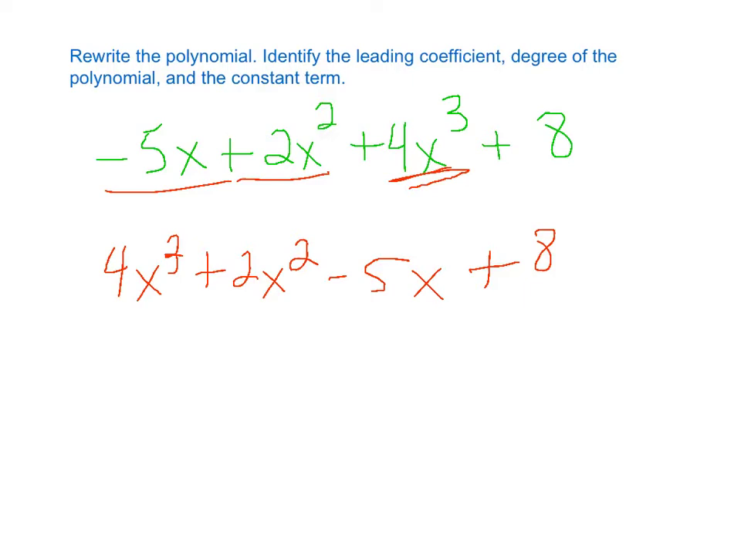To identify the leading coefficient, we look at the largest exponent and the number that's in front of it. So here we've got a 4. This is going to be our leading coefficient.